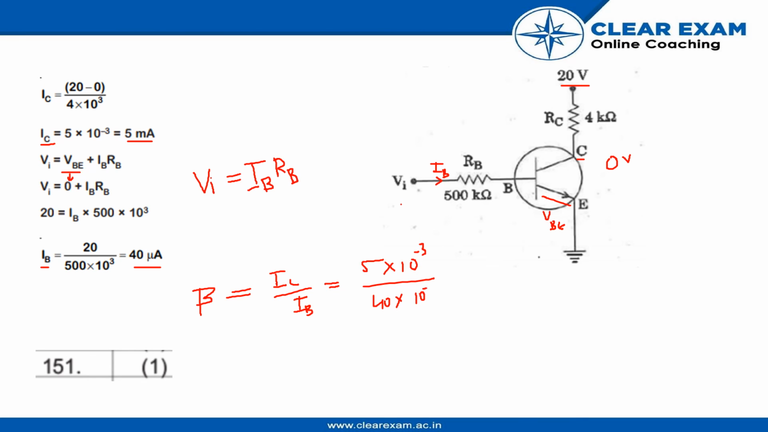So after solving this, it would come out as 125. So beta is 125. So our option number 1 is the correct option.